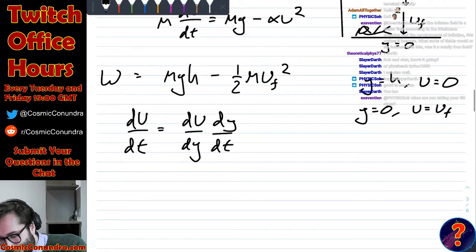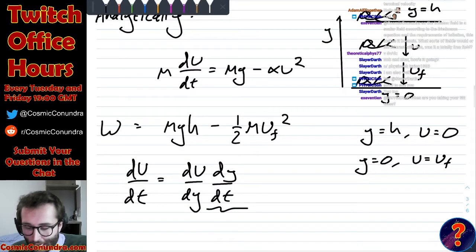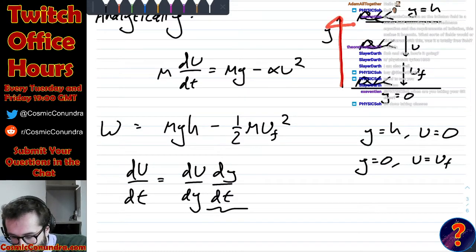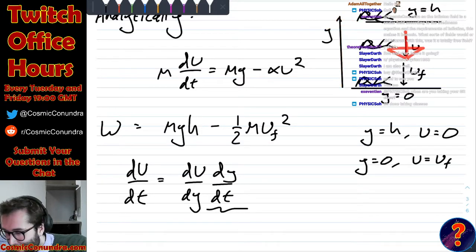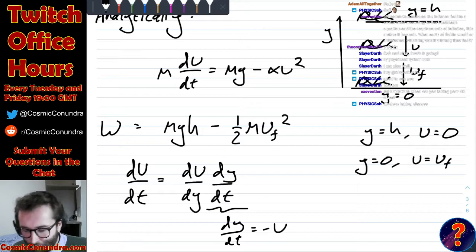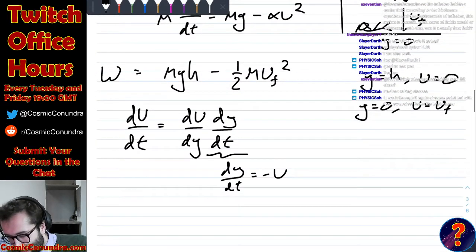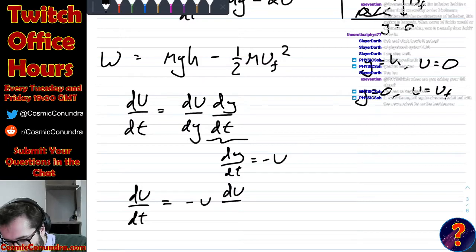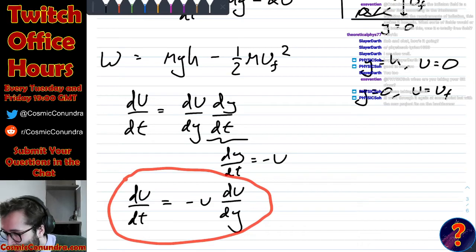So now we notice that dy by dt is pretty much the speed the thing is falling down at. It's the change in the height with respect to time. But because I've taken my height in the upwards direction and my speeds in the downwards direction, I'm writing dy by dt is minus v, okay? Which is important. That sign will have an important effect. So therefore, in full, dv by dt is minus v dv by dy. So this is a useful expression we've got for dv by dt.